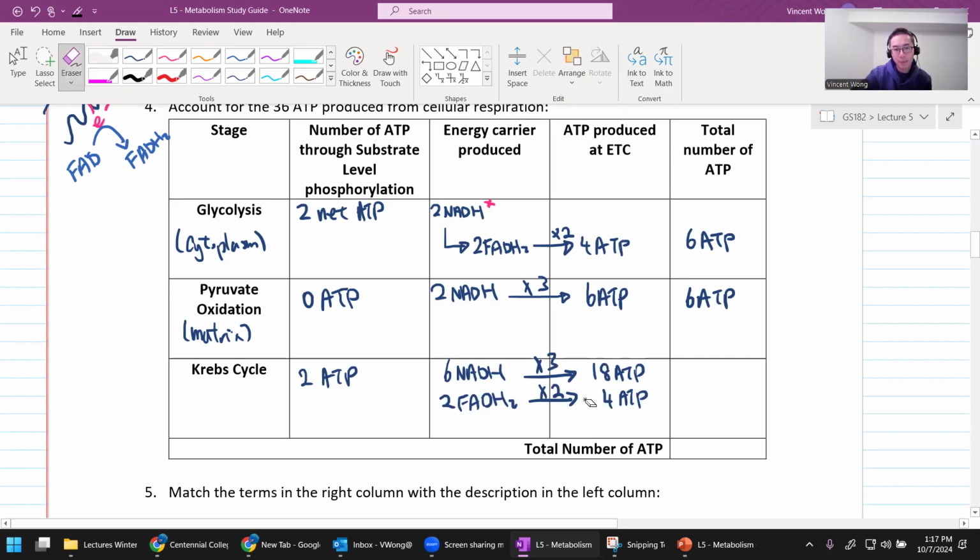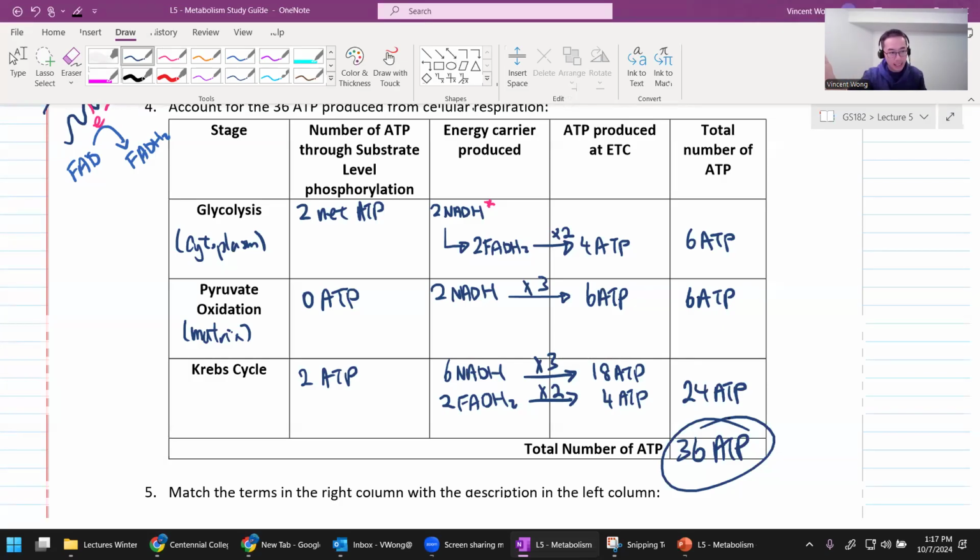So 18 plus 4 plus 2, that's 24. 6 plus 6 plus 24, 36. So each glucose can produce up to a maximum of 36 ATP under ideal conditions. Okay, if everything's perfect, everything is going the way it should, then you're gonna get 36 ATP. All right? Any questions?